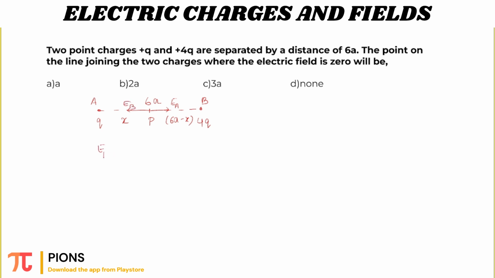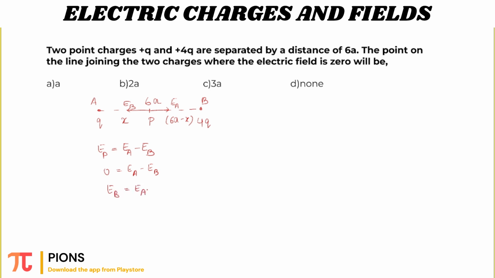So net field at point P will be equal to EA minus EB because they are both in opposite direction. It is 0, that will give you EA minus EB, or we can write it as EB equals to EA.